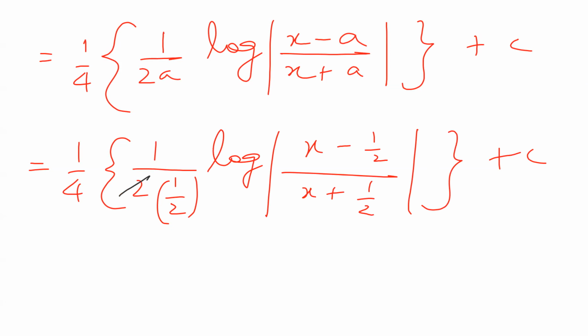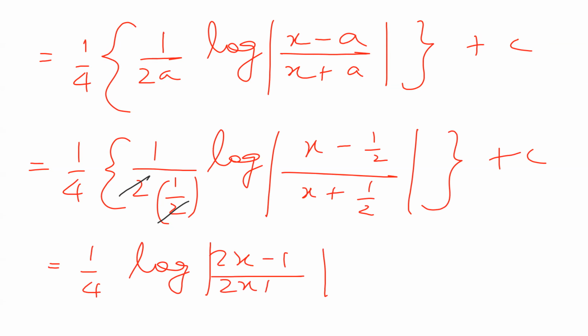Okay, this 2 and 2 will get cancelled. So this is 1 upon 4 log modulus 2x minus 1 upon 2x plus 1. I hope you understood how it is 2x minus 1 upon 2x plus 1. I'm taking the LCM over here. Multiplication of 2 into x and multiplication of 2 into x. I took the LCM, and whatever 2 is left down, it is getting cancelled. Okay. Next problem.